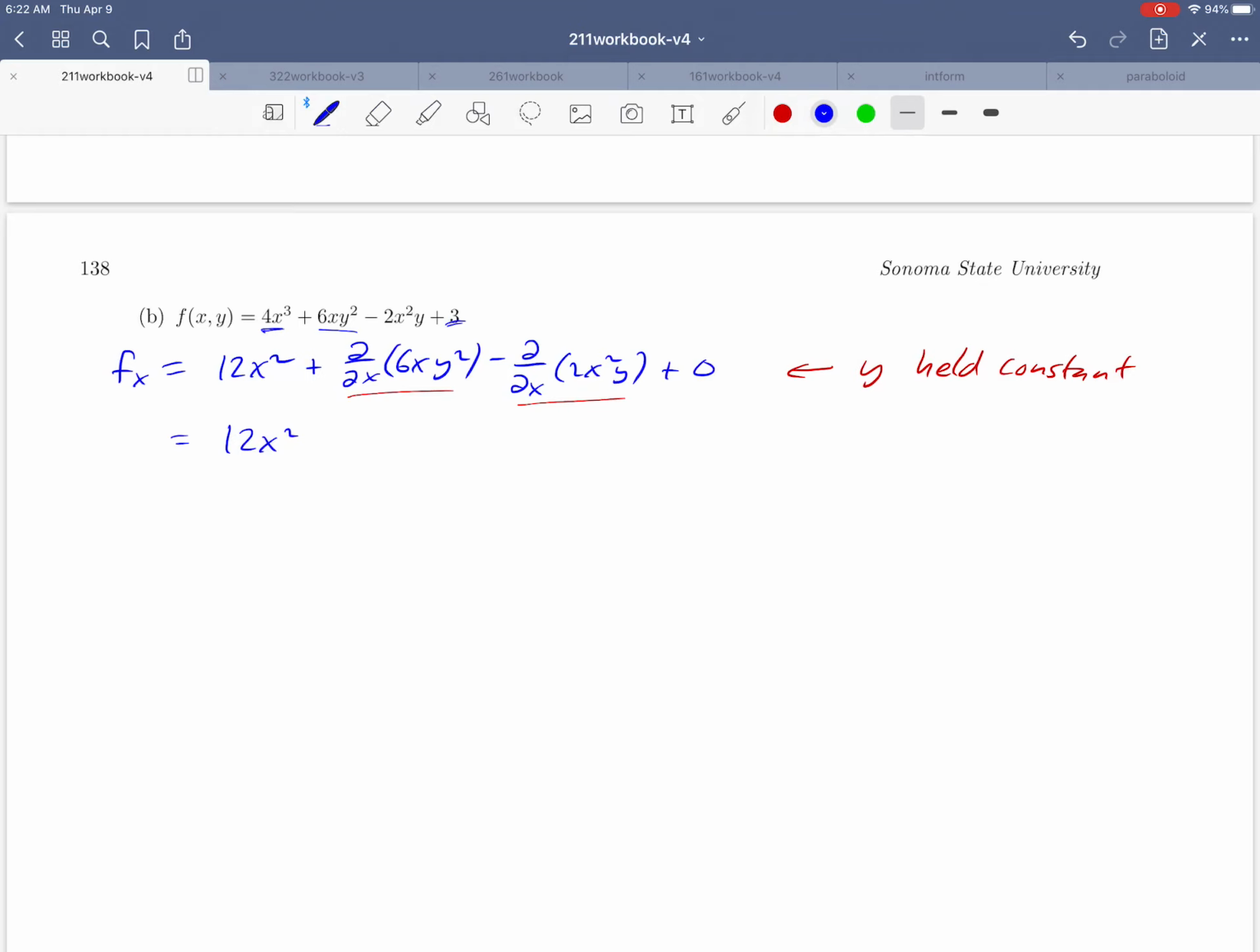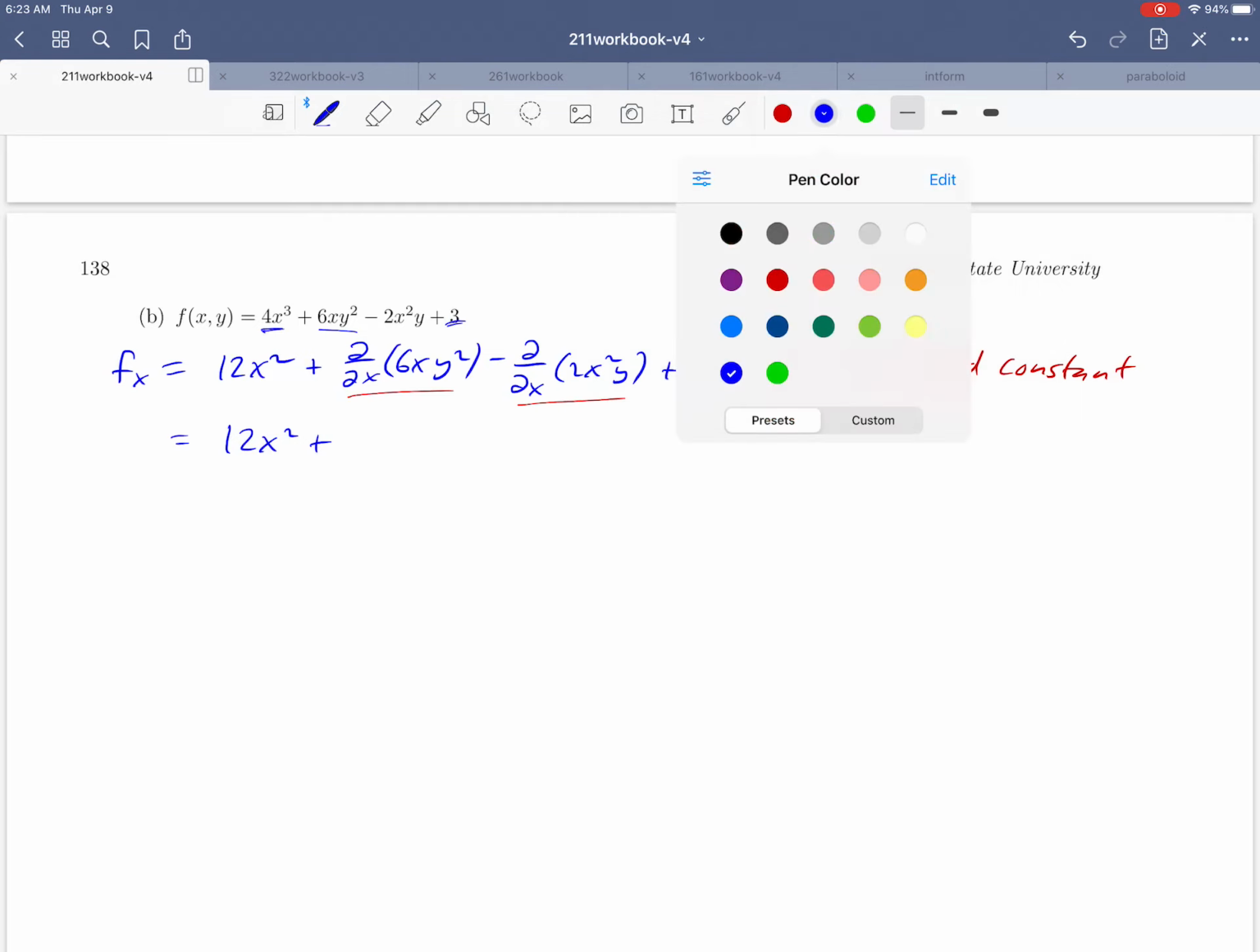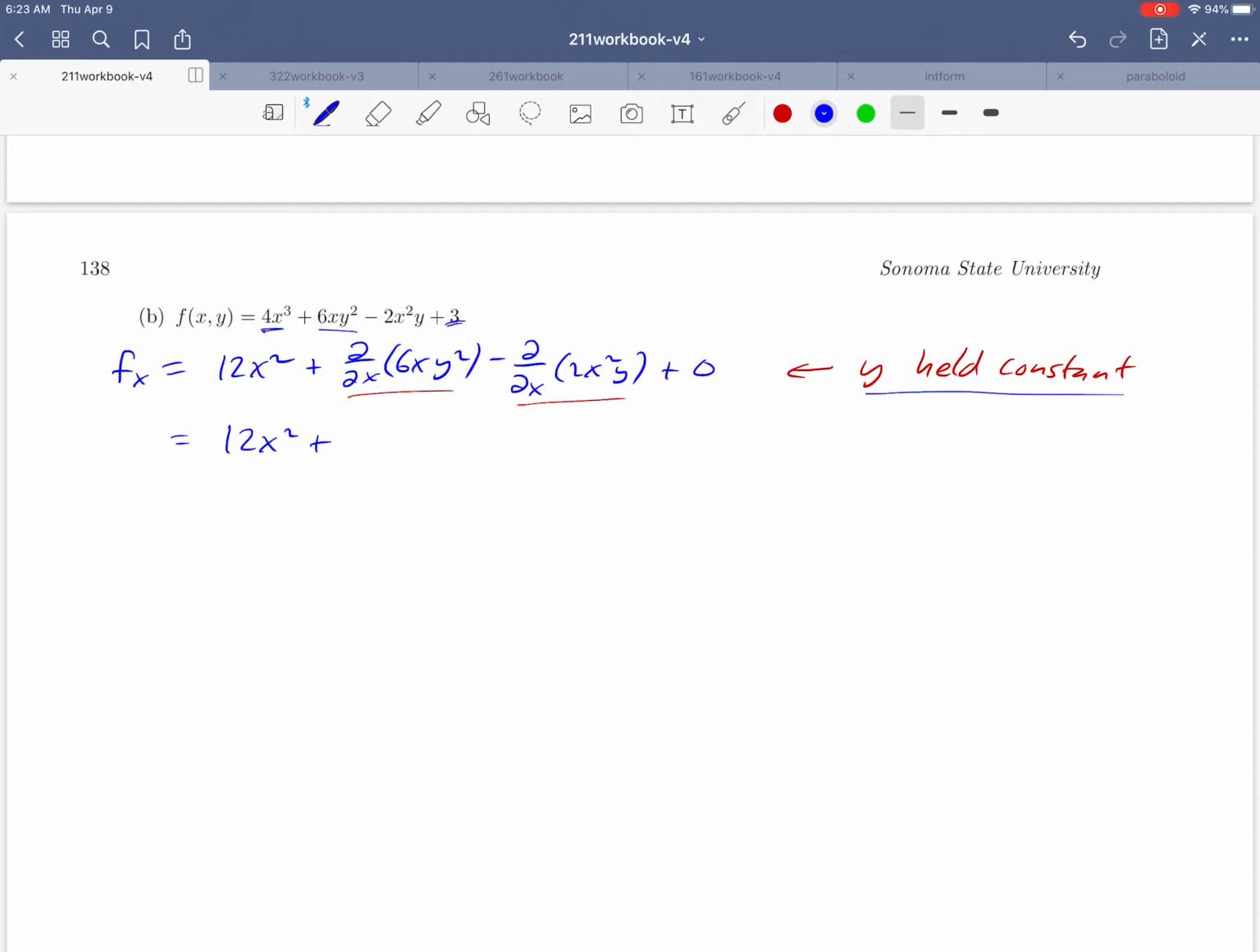So far we've got 12x squared, and then we come to the derivative of 6xy squared. Okay, well, you might be looking at that and thinking there's a product going on, so maybe we need the product rule, but there's an easier way to think about this. It kind of comes down to remembering the fact that we're treating y as if it's a constant. So what that means then is that when we take this derivative, any y that you see is a constant, and so we can pull it outside of the derivative. So for example, the 6 and the y squared, we can pull outside of the derivative.